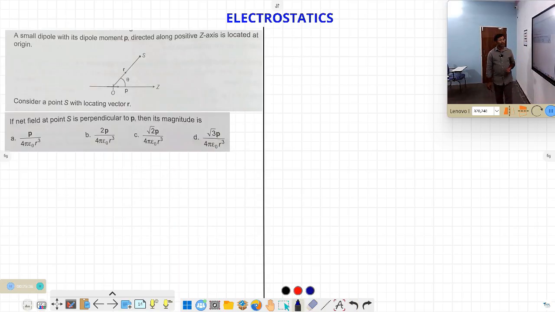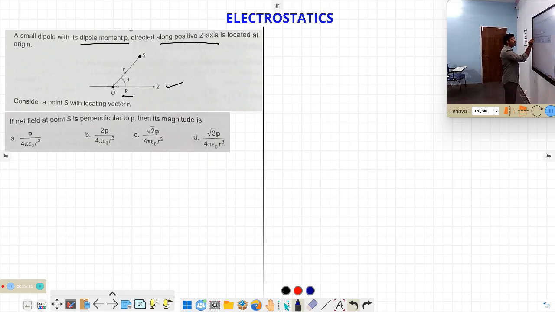Now we are going to discuss the next problem. The problem gives a small dipole with dipole moment P directed along the z-axis. Look at the diagram they gave. This is the z-axis, and in this direction there is a dipole moment located at the origin of the coordinate system. We will redraw the diagram once again. Consider the point S, which is at a position R and makes an angle theta with respect to the dipole moment direction, so at any angular position.